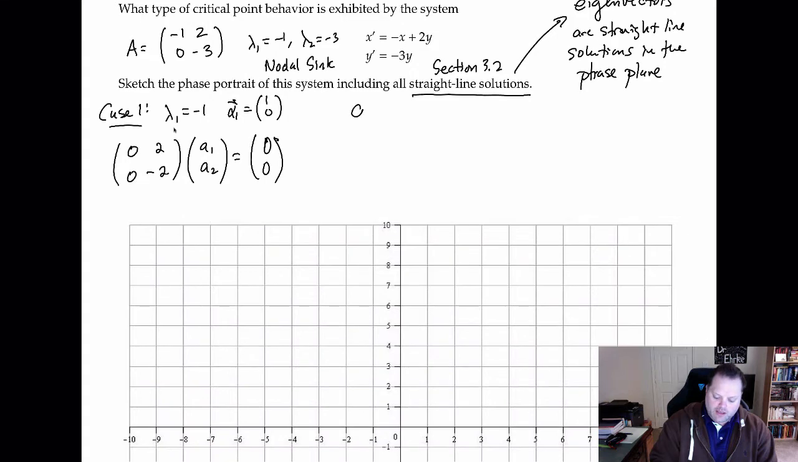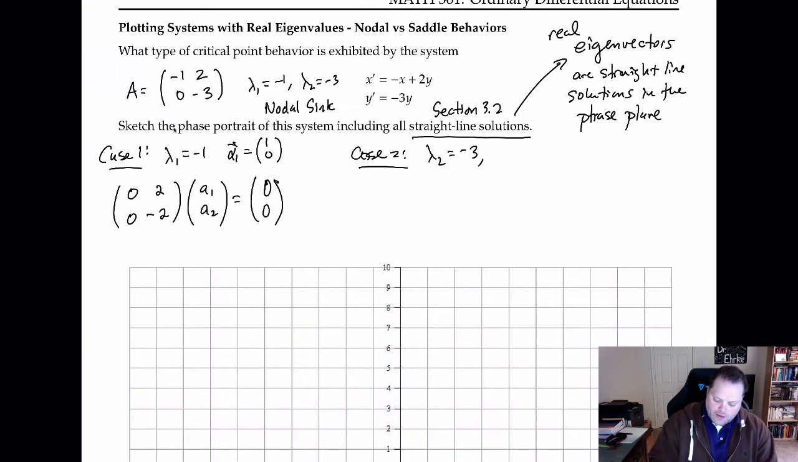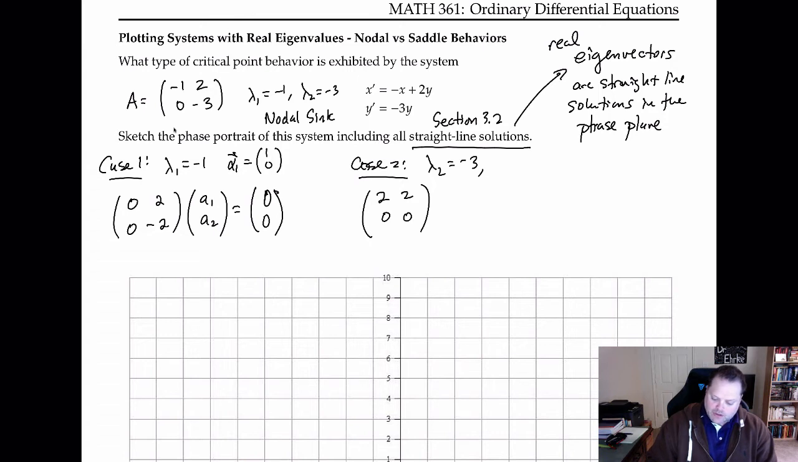All right, case 2. Let's find the second eigenvector. So lambda 2 is -3. I'm going to be adding 3 to the diagonal, so 2, 0, 2, 0.